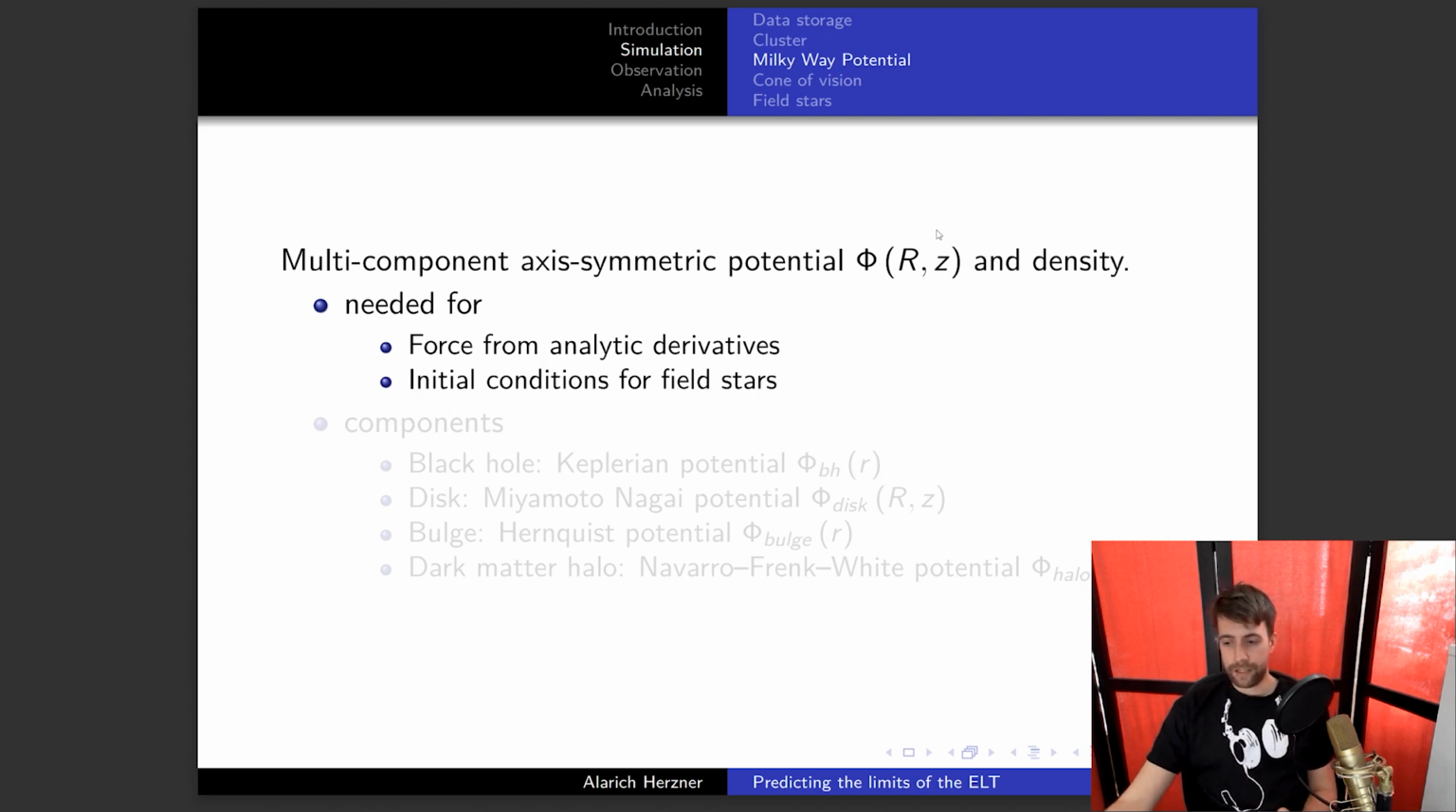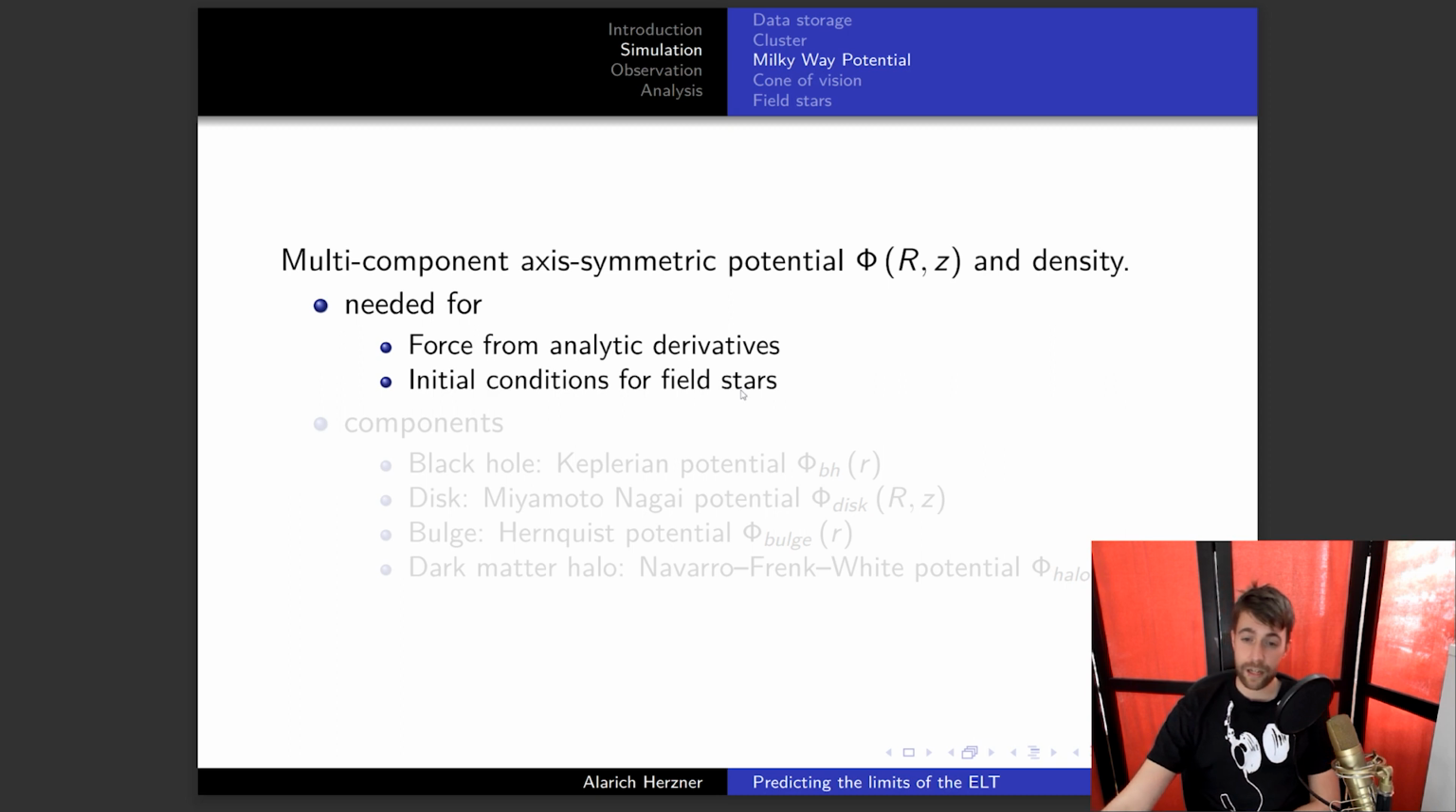Okay, so when simulating cluster stars, or when time integrating cluster stars, the force on the stars does not only depend on the other cluster stars, but of course it depends on the whole Milky Way. The cluster is inside the Milky Way somewhere, and all the stars of the whole Milky Way to some extent influence the velocity of the cluster stars. So what I ended up doing is modeling the whole Milky Way with a potential as well as a density. The density describes the distribution of the stars of the Milky Way, and the potential can be used to calculate the force on the cluster stars. But the density can be used to initialize the field stars.